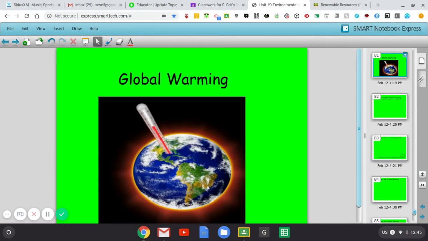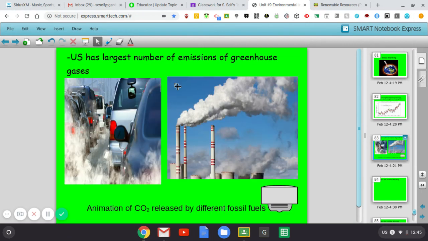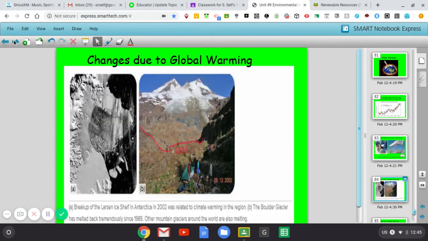All right, global warming. Global warming basically is where annual or yearly temperatures are rising because of more greenhouse gases trapping heat and acting like a blanket around the Earth's surface. The U.S. has the largest number of emissions of greenhouse gases. If you could see this is more than likely why, because we have lots of cars on the road, and we also have a lot of businesses polluting the atmosphere.